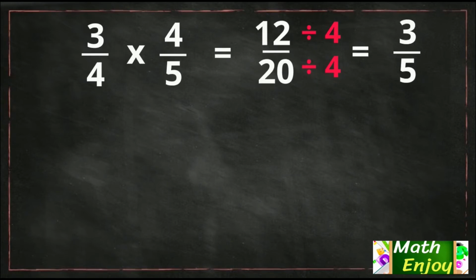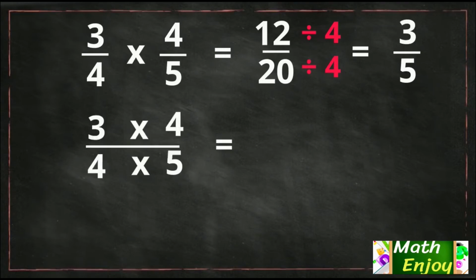Here we can do the same problem in another way. Because I told you here there are 2 operations, multiplication and division. If we want, first we can do division without doing multiplication. Look at this one. Here I have written 3 times 4 over 4 times 5. You can see in both numerator and denominator, there is a common factor. 4 is common to both numerator and denominator. So, we can cancel 4 like this. Actually, we divide both numerator and denominator by 4.